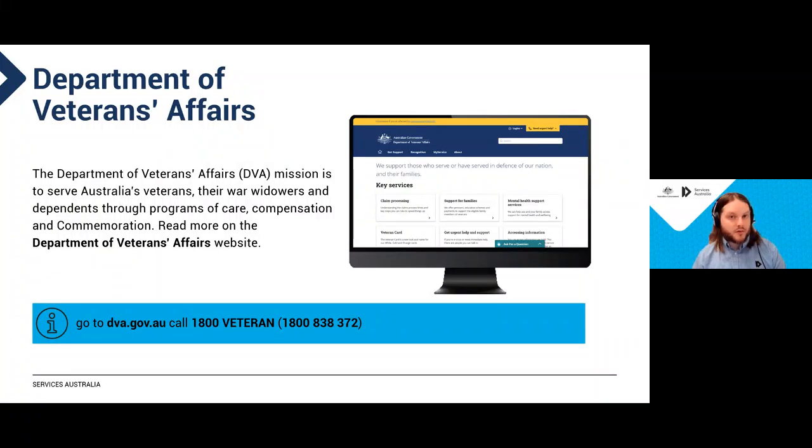Now, if you receive a payment from the Department of Veterans Affairs, or if you're after any information in relation to the Department of Veterans Affairs, you can contact them on 1800-838-372 or visit their website, dva.gov.au. It is possible that some people may receive an age pension or a service pension paid by the Department of Veterans Affairs, depending on their history in the Australian Defence Force. If you're not sure where you stand, give them a call and have a chat.